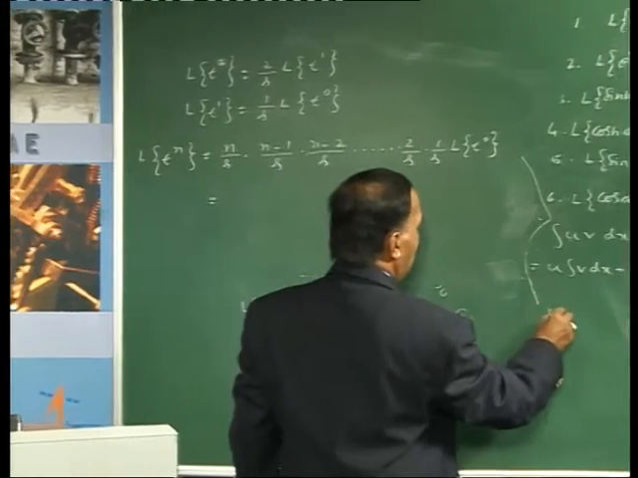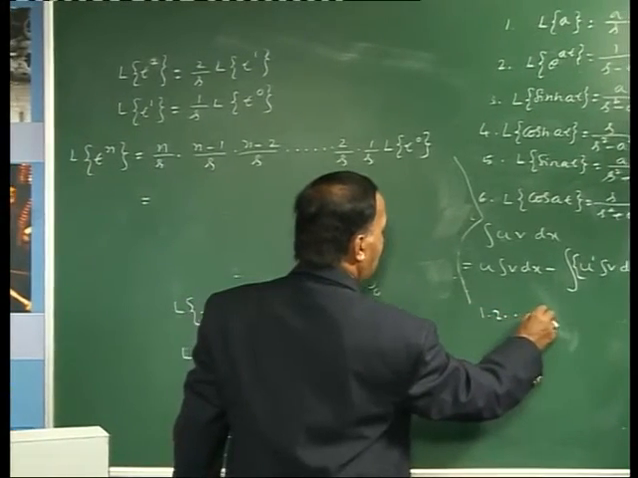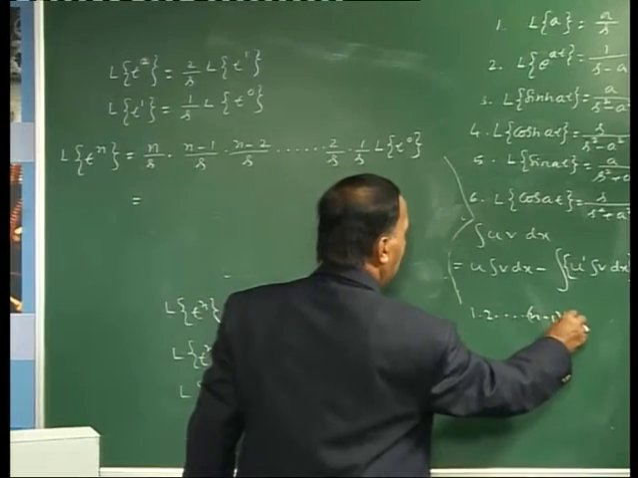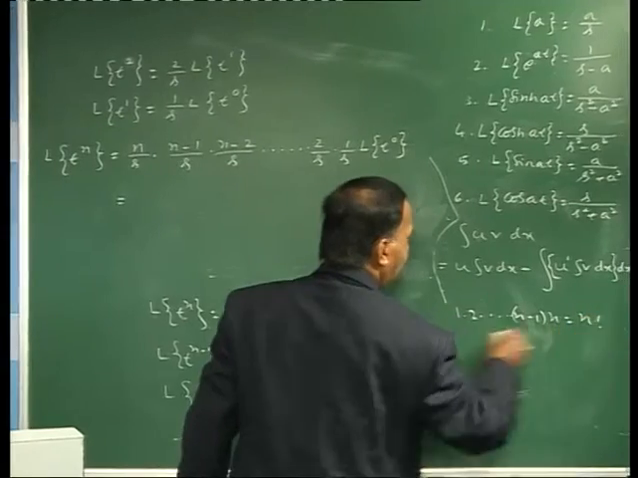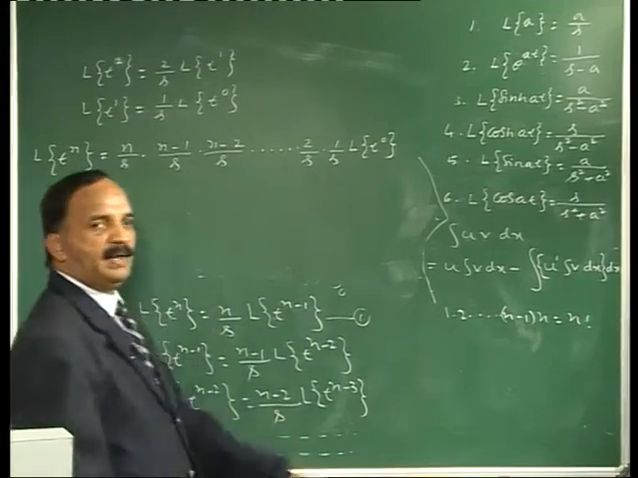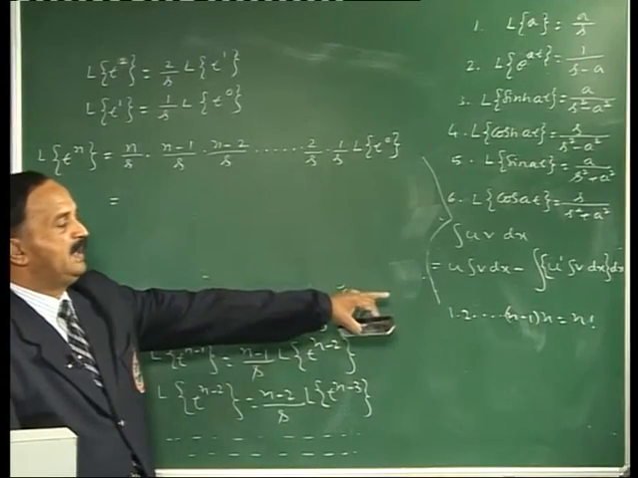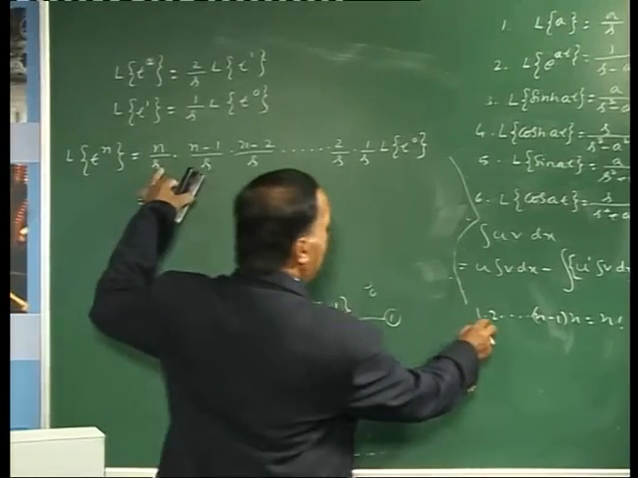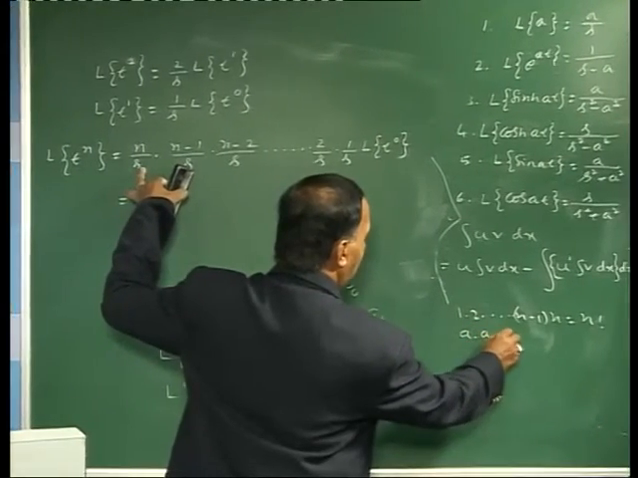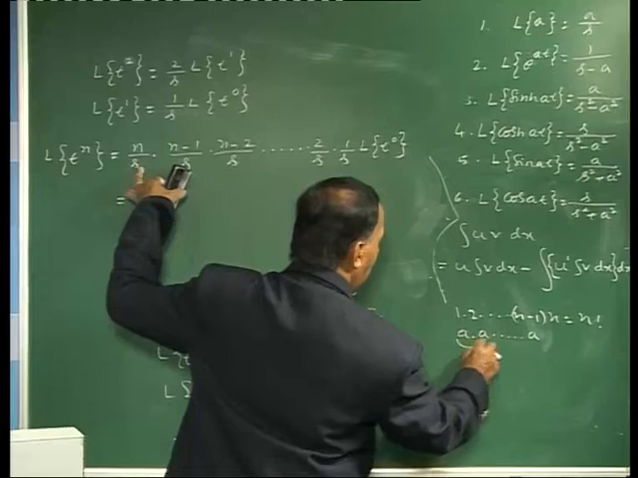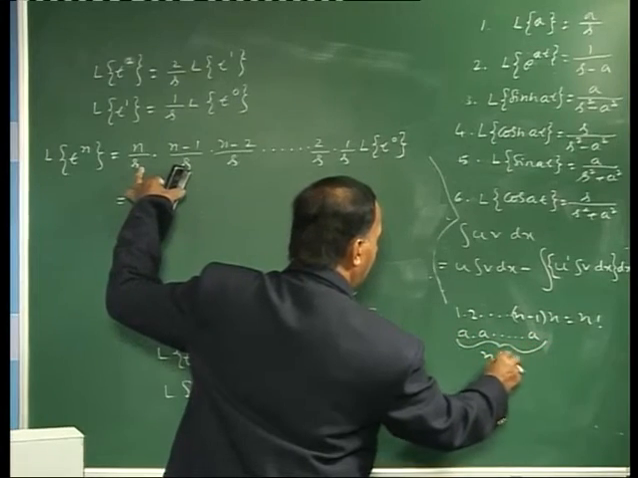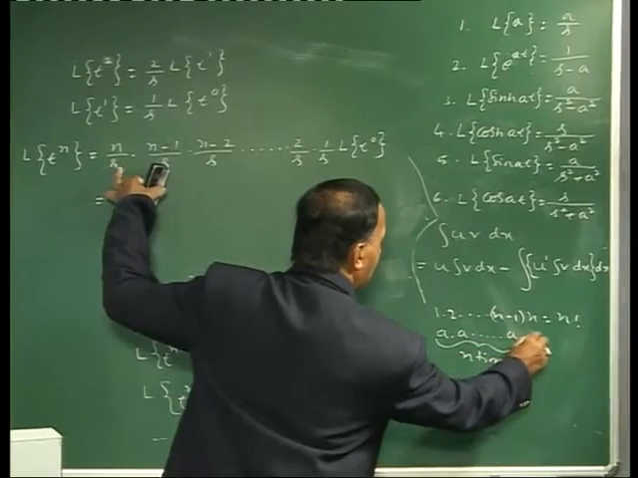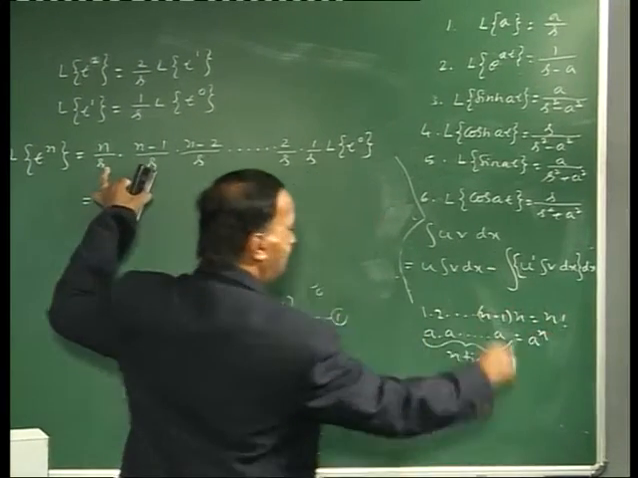so we know 1 into 2 into 3 etc. n minus 1 into n equal to n factorial. N factorial is n into n minus 1 etc. up to 3 into 2 into 1. And again we know a into a etc. a, if there are n times, that is equal to a to the power of n.